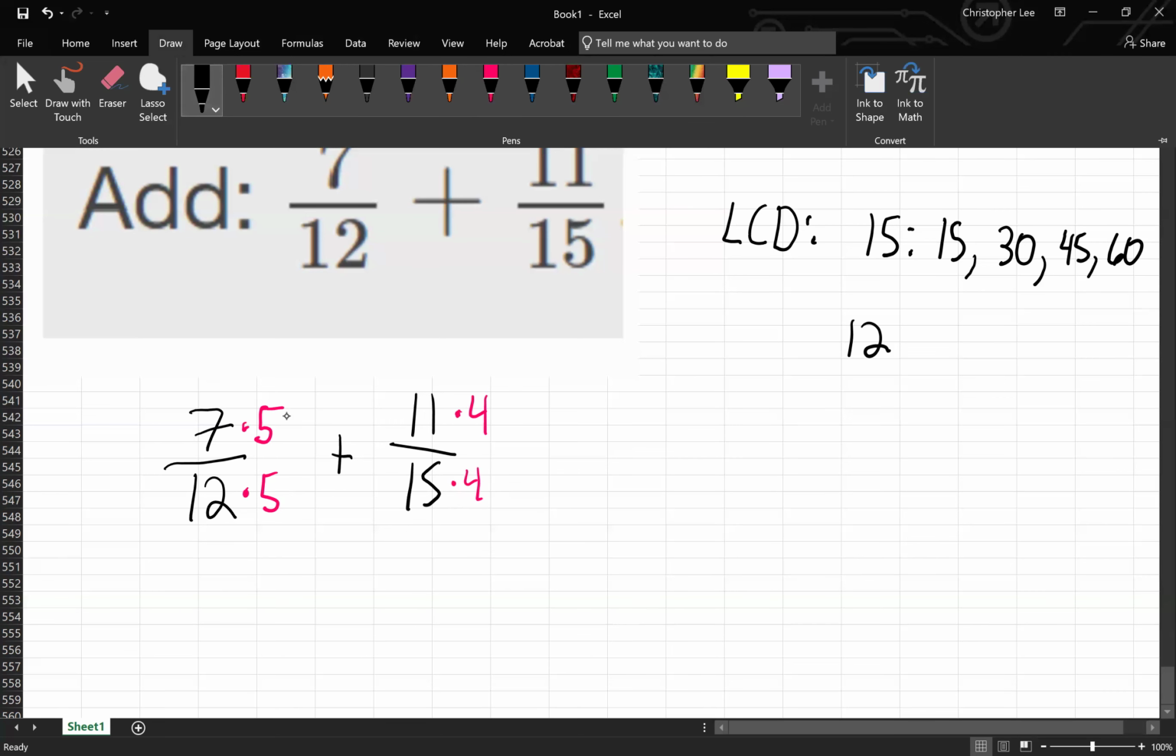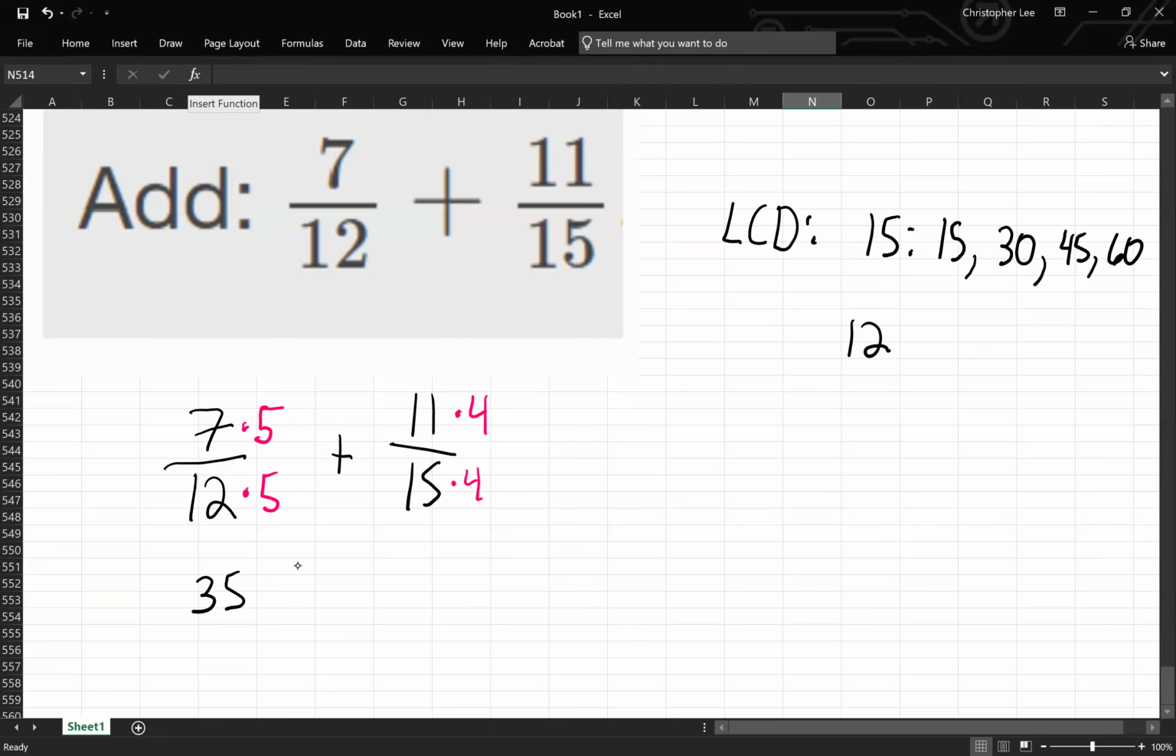So after that, 7 times 5, what's that, like 35? Plus 11 times 4, what's that, like 44? Of course, all over 60. And we just want to add these together. What's that, like 79, something like that? Yes, you said that. I'm just guessing.